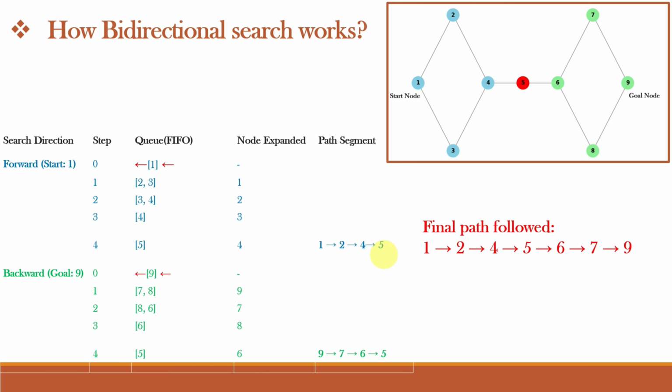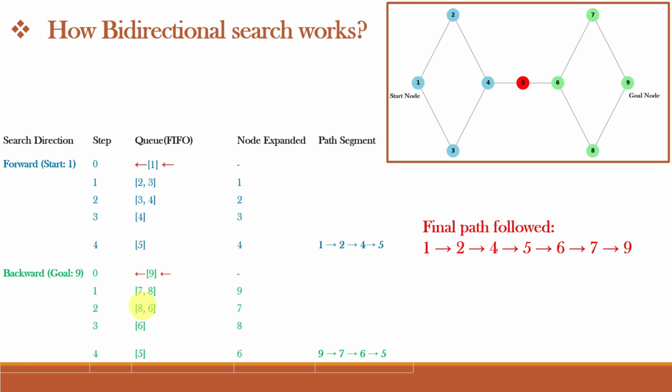That is 1, 2, 4 and 5. But at the same time, simultaneously, we search backward from node 9. So 9 is pushed inside the queue, and when 9 comes out of the queue, its children 7 and 8 are pushed inside the queue. When 7 comes out, its child 6 will be pushed inside the queue.